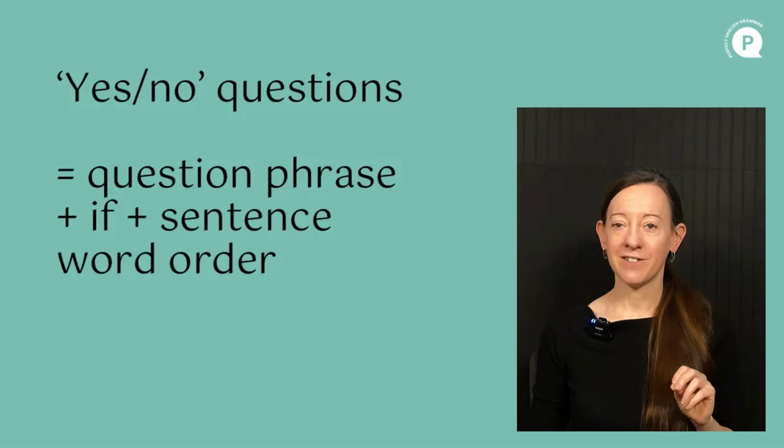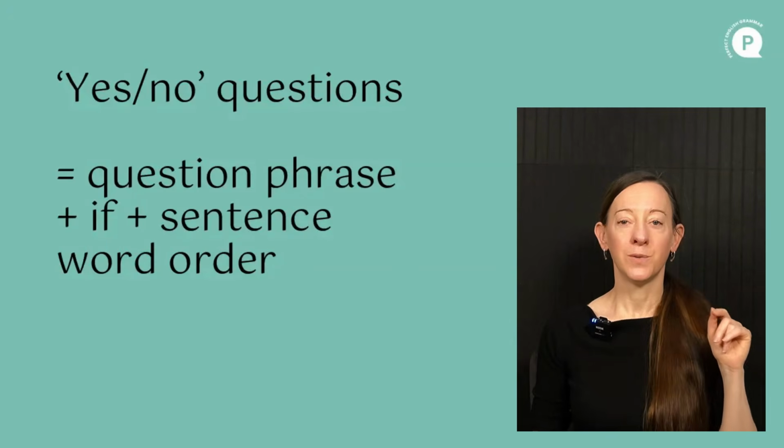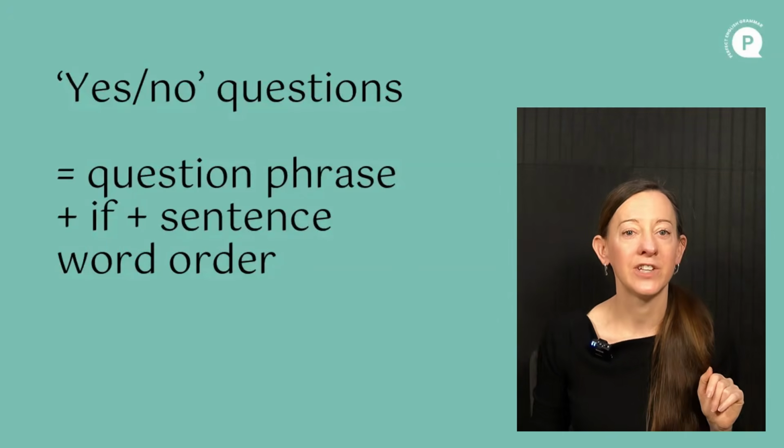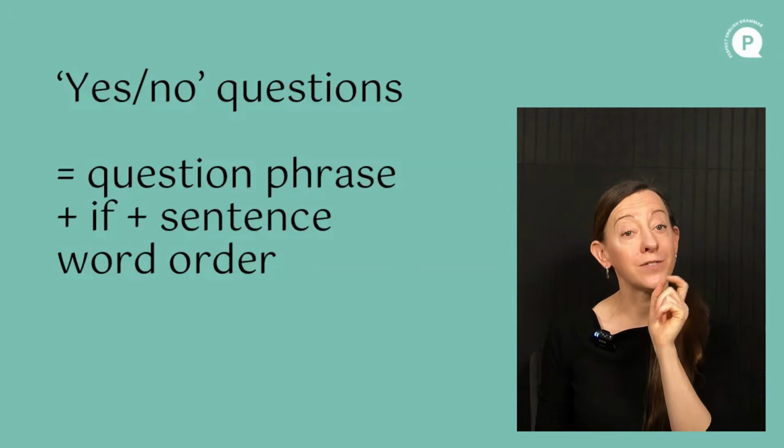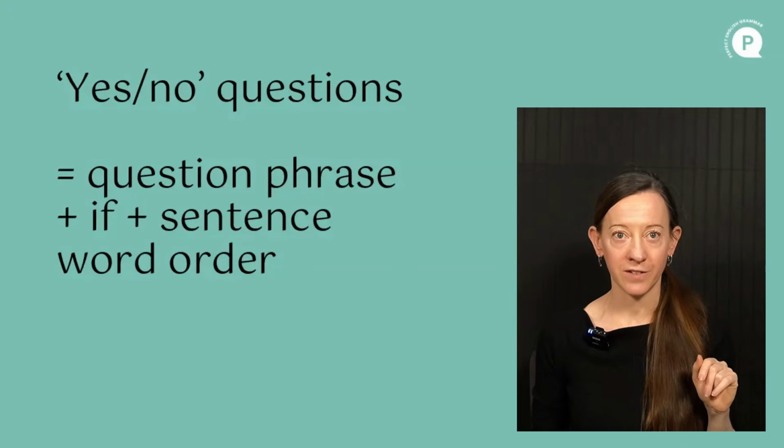They are very, very common in English, especially when you're talking to somebody you don't know well. To make an indirect yes-no question, we use the question phrase, like can you tell me, and then we use if, and then we use the word order of a normal positive sentence. Let's look at an example for each tense. So first I'll say the normal question, and then I'll say the indirect question.